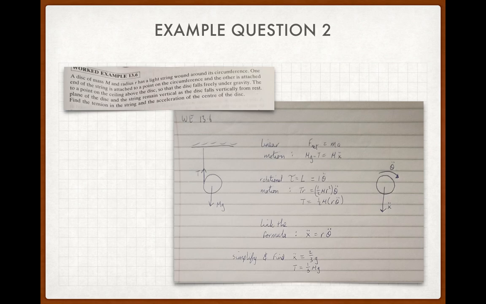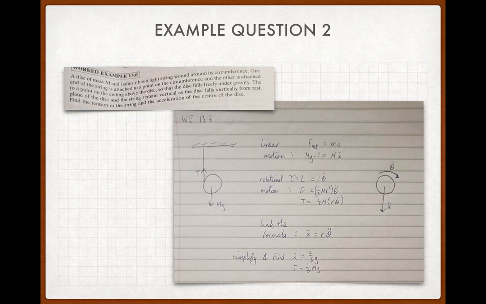The diagram is there in the hand-drawn section below worked example WE 13.6. And there's a sentence there that says the plane of the disk and the string remain vertical as the disk falls. In other words, you can see the entirety of the flat surface of the disk there. As it falls, you will continue to see that the disk won't tip forward or tip backwards. So go through the method again.